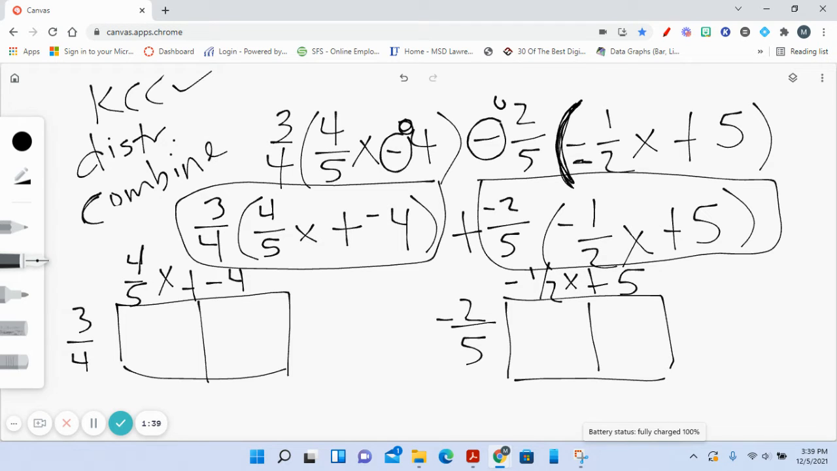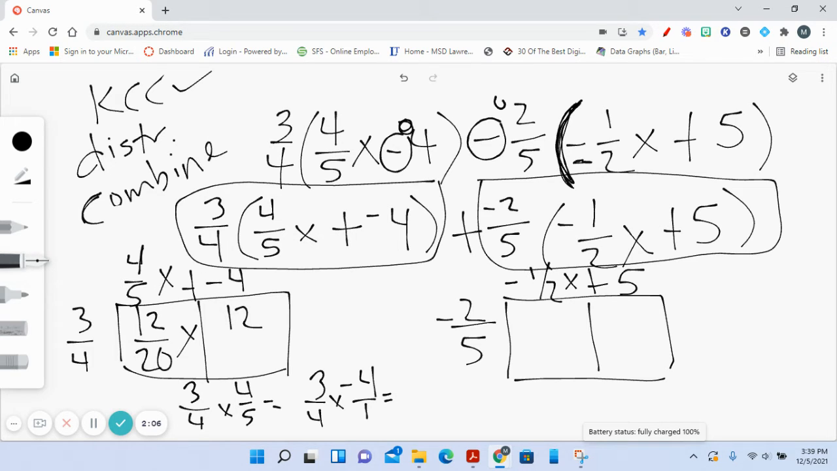So if we go ahead and multiply, down here we're going to have 3/4 times 4/5. 3 times 4 gives us 12. 4 times 5 gives us 20. So 12 over 20x. Then we do 3/4 times a -4. Remember, we can put that over a 1 to not change its meaning. 3 times 4 gives us 12. Positive times a negative gives us a negative. And then 4 times 1 gives us 4. So that's our first set.